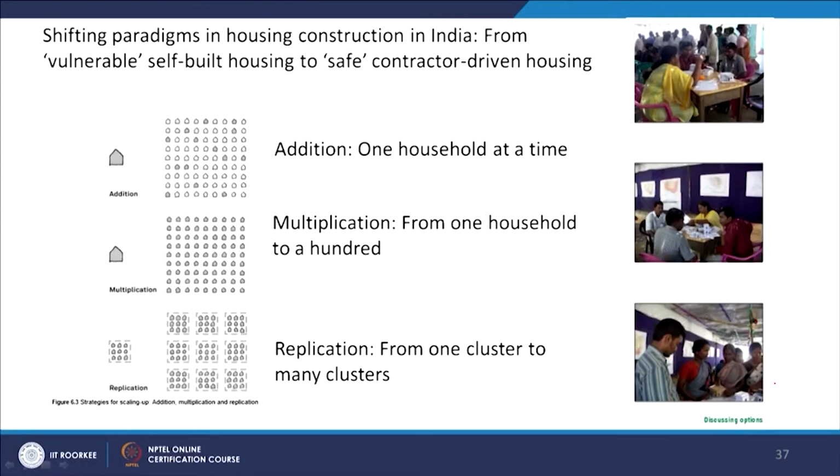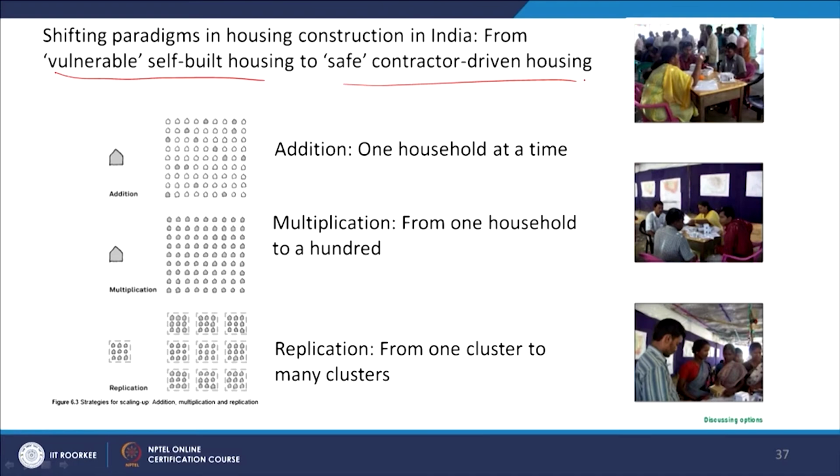Like we can see in some of the examples, such as the South Indian Federation of Fishermen Societies and Benny Kuriakose, where they implemented a bottom-up approach, completely from the documentation to the design to the erection process. And the one-to-one consultation process is time-consuming. Jono Baruah and Sushma Iyengar talked about how the paradigms in housing construction in India have shifted from vulnerable self-built housing to safe contractor-driven housing, and they also emphasize owner-driven approaches.